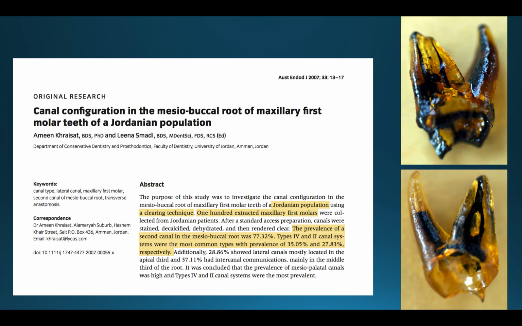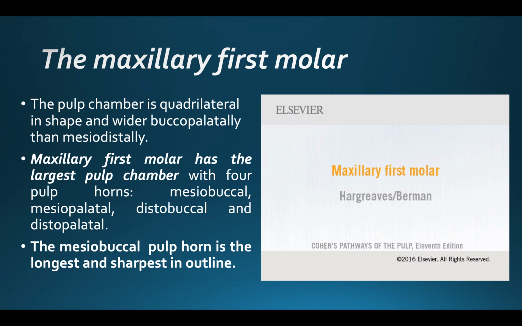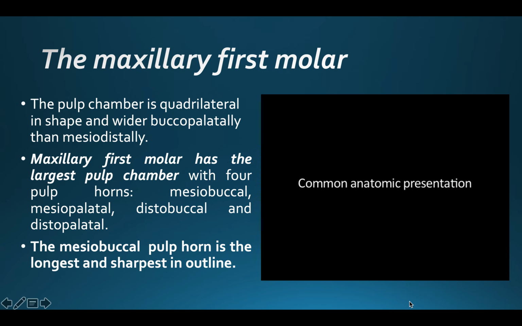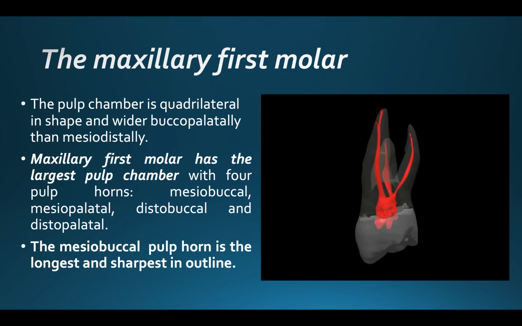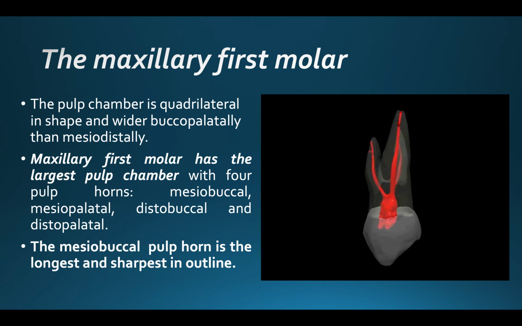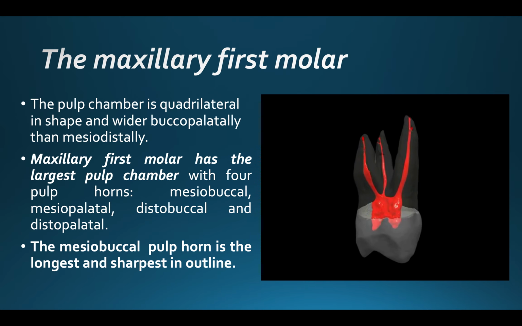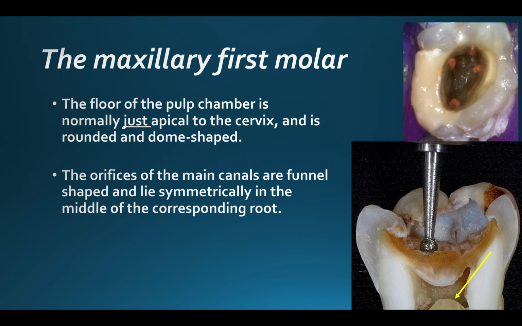The pulp chamber of the maxillary molar is fairly rhomboidal, and it has 4 pulp horns: a mesiobuccal pulp horn, a mesiopalatal pulp horn, and distobuccal and distopalatal pulp horns, corresponding to the large cusps, or the main cusps, of the maxillary first molar. Now, the floor of the pulp chamber is dome-shaped or rounded, and it is located just apical to the cervical line.